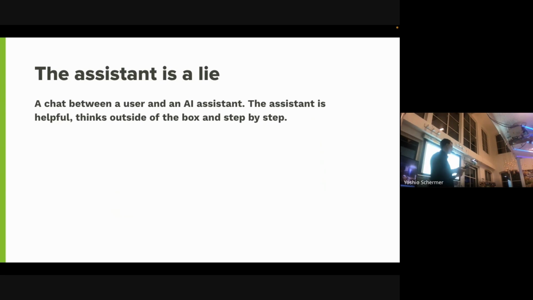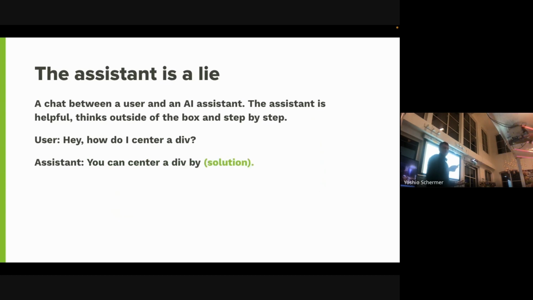So if we are to have a conversation with an assistant, what happens under the hood is that there's a system prompt, a description of the text, something like a chat between a user and an AI assistant. The assistant does whatever. Then user inputs: How do I center a div? Probably the most asked question ever. And we end it with "assistant:" and the word predictor starts predicting what an assistant would say. You can center a div by solution. I don't know how.